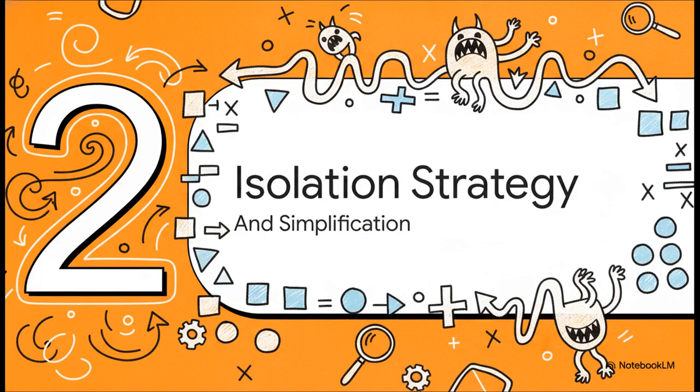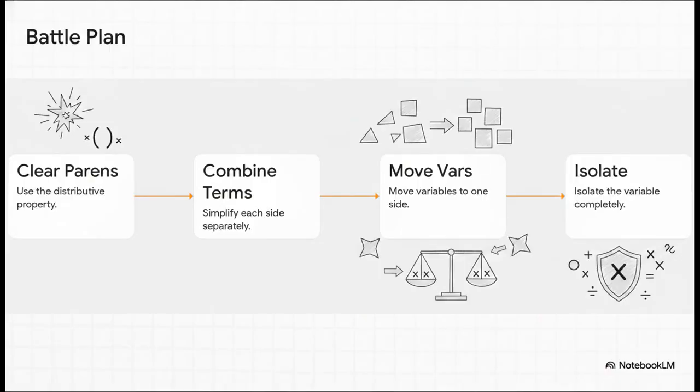Moving right along to phase 2, our isolation and simplification strategy. What's really fascinating here is how the absolute chaos of algebra turns into a simple, repeatable checklist. This 4-step isolation and simplification strategy is your core tactical battle plan. Step 1, clear those parentheses using the distributive property. If you see brackets, eliminate them immediately.